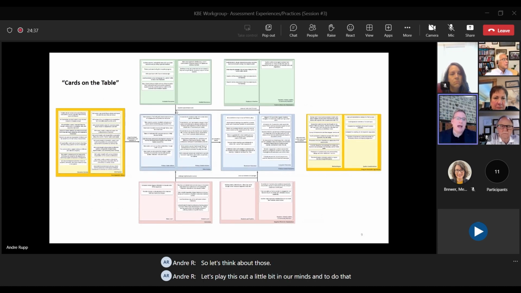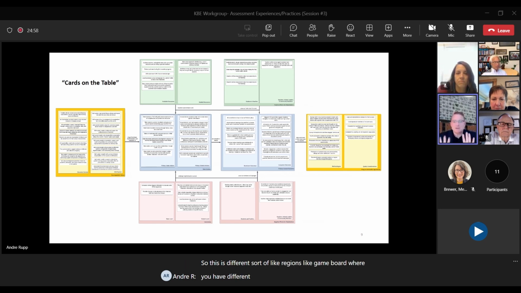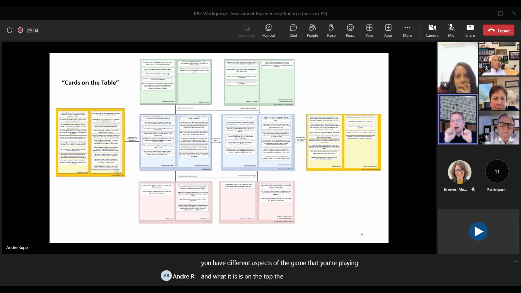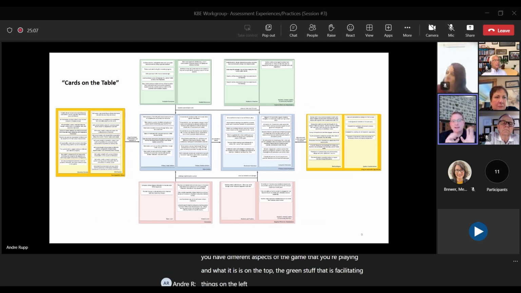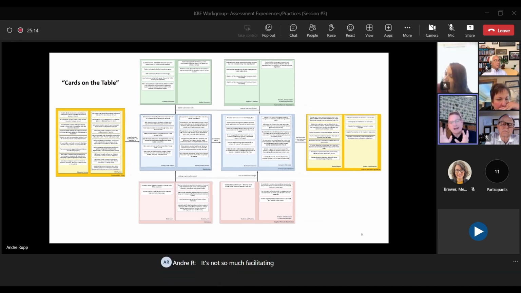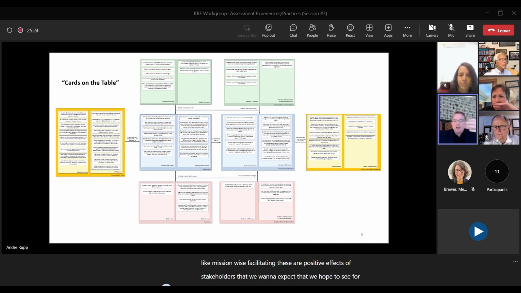To do that, you don't have to read this. I can't read this either in this representation. I'm going to pull this up in just a second. I'm going to call that my cards on the table representation, how everybody's going to put your cards on the table. This is different regions, like a game board where you have different aspects of the game that you're playing. On the top, the green stuff is facilitating things. On the left, the top green is facilitating resources. On the right, it's not so much facilitating directly, but mission-wise facilitating. These are positive effects of stakeholders that we hope to see for our system. The red stuff on the bottom is the opposite.